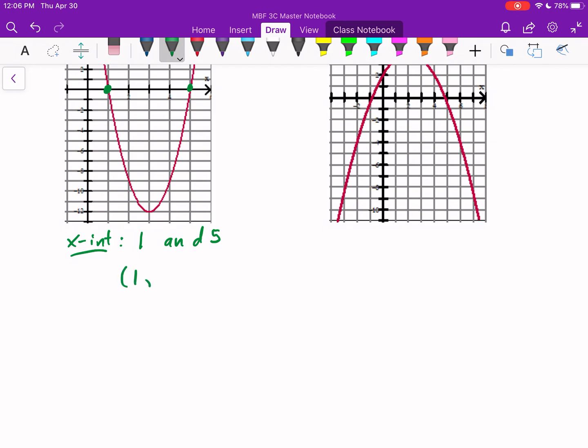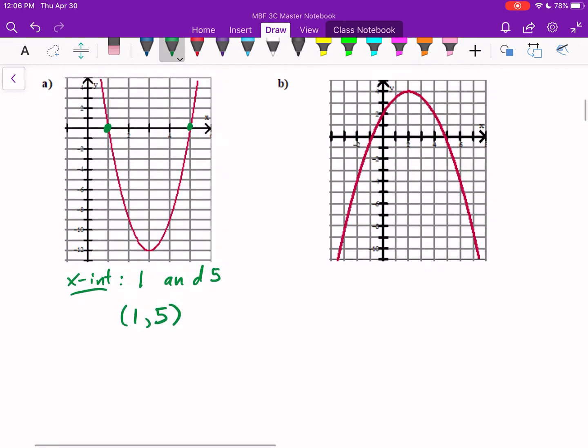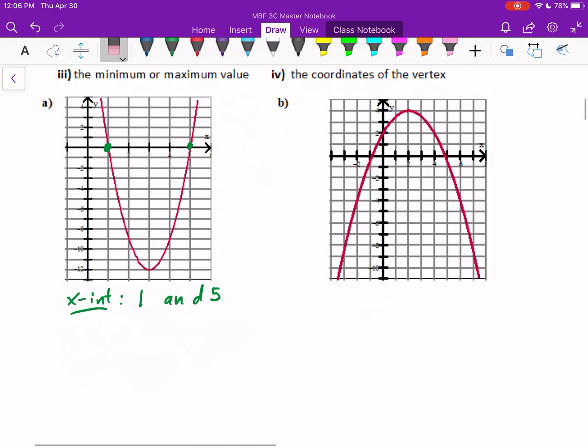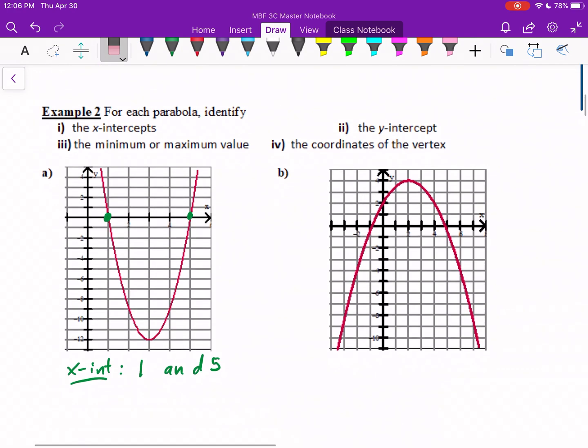Don't write it like this, because that looks like an ordered pair, 1, 5, which would actually be a point up here. This is the point 1, 5. So don't write it in brackets like that. That would be a bad thing to do. So you can write 1 and 5, but not in brackets. It means something different.